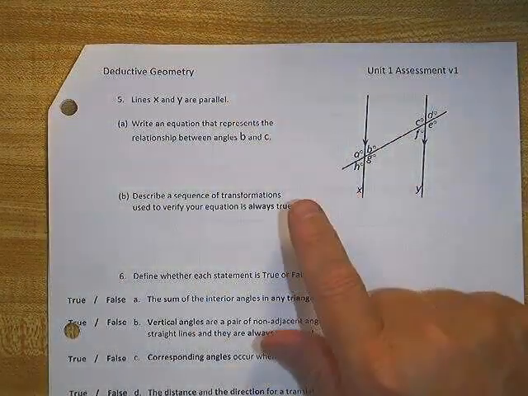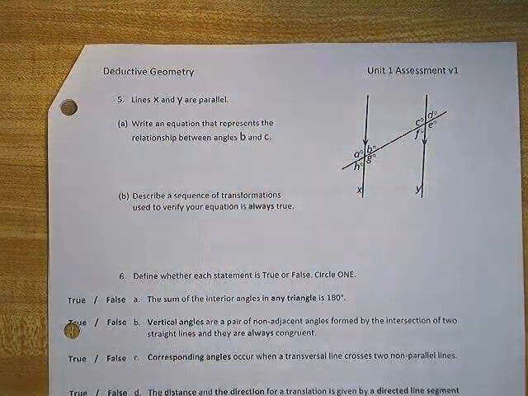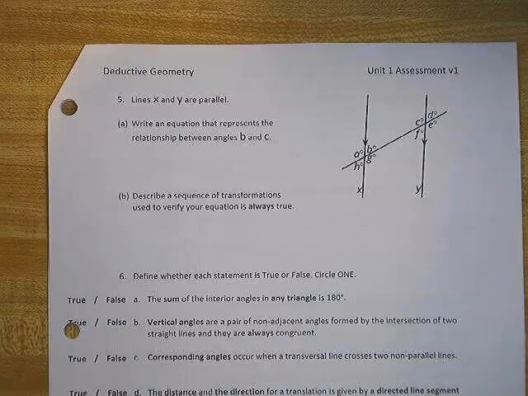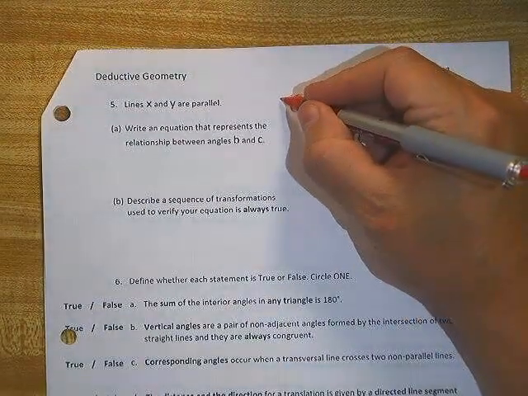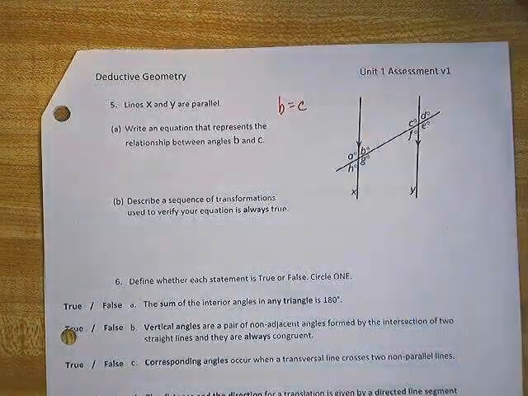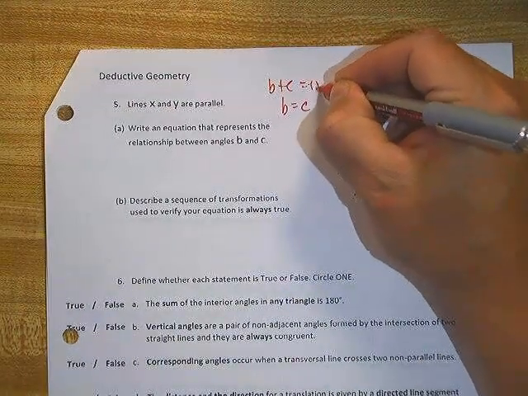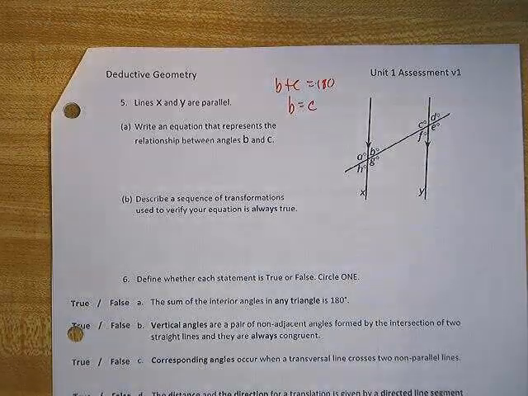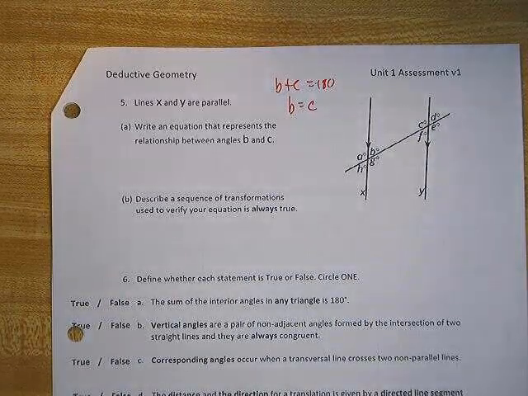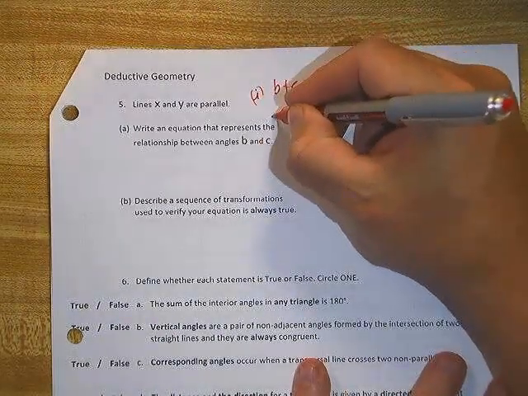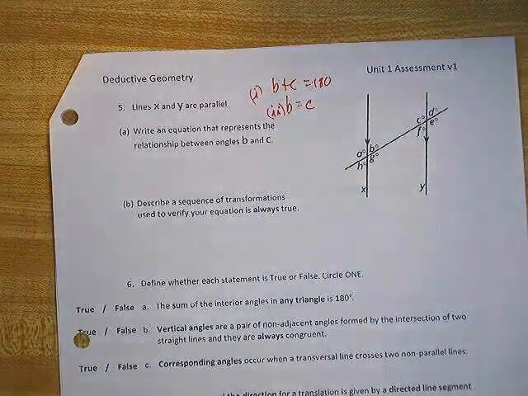So when you are asked here for angles B and C, what's the equation? You have two choices. Either the two angles are equal to each other, or the two angles add up to 180. It's one or the other. Anytime you have parallel lines, there's only two choices. So one of these is a true statement, and one of these is a false statement.